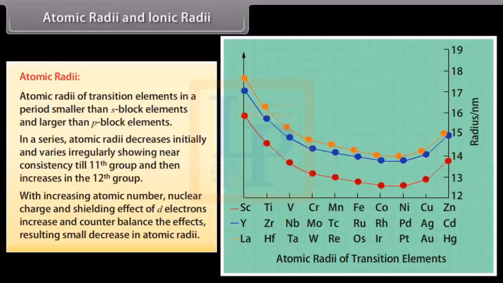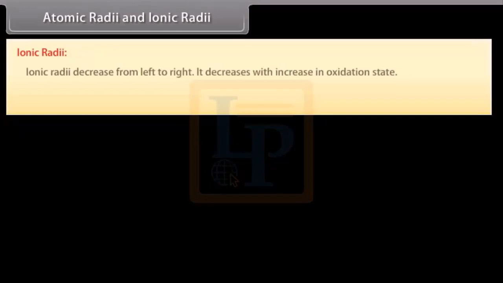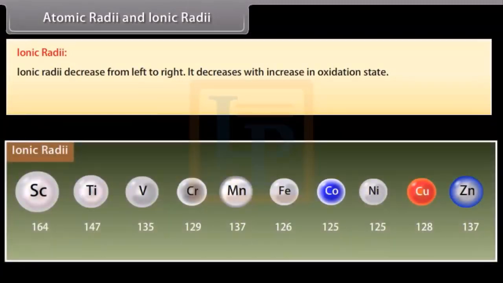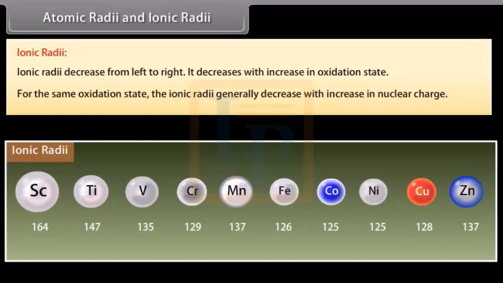In zinc, cadmium and mercury, there is an increase in atomic radii due to electron repulsion which exceeds the nucleus' outermost shell attraction. Ionic radii. Ionic radii decrease from left to right. It decreases with increase in oxidation state. For the same oxidation state, the ionic radii generally decrease with increase in nuclear charge.